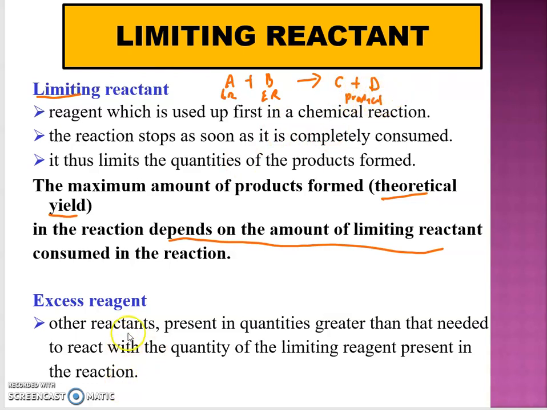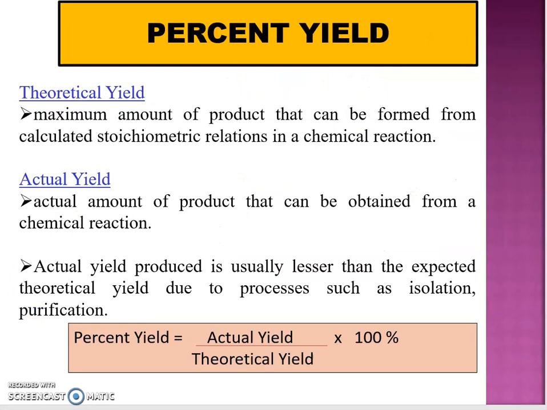Alright. So, the next is excess reagent. So, kalau A is limiting reactant, another one must be the excess reagent. So, this excess reagent, usually it is present in a greater amount or greater quantities. Okay. So, lebih banyak daripada limiting reactant. So, dia akan ada baki daripada reaction tu. Right. So, the next one kita akan tengok is percent yield. Yield ni amount of product produced lah.